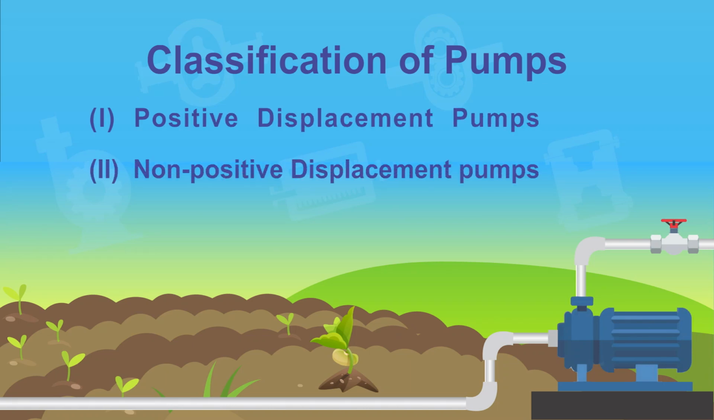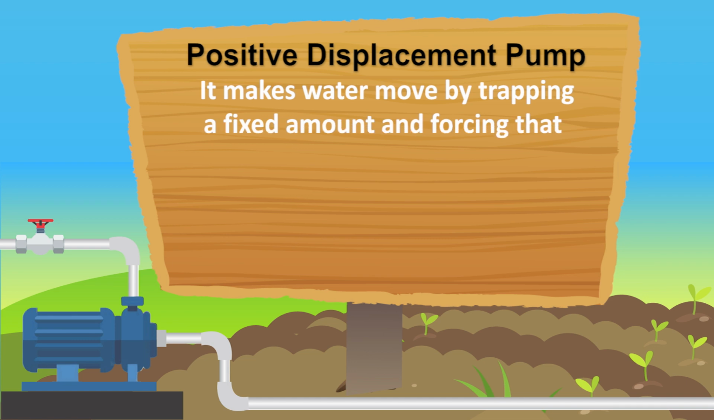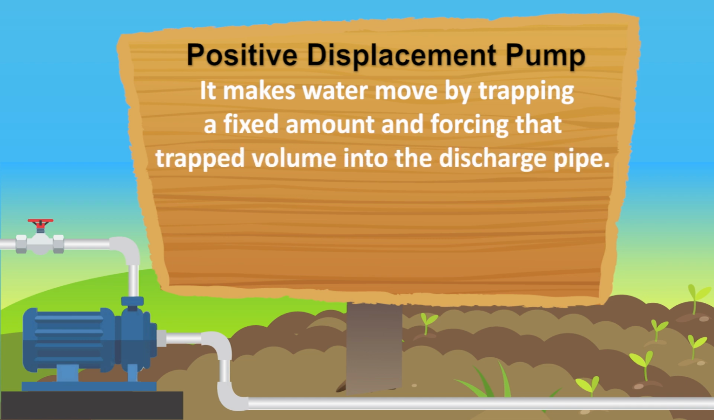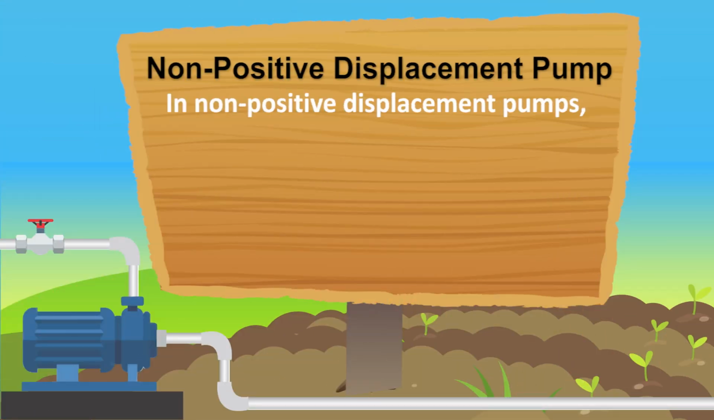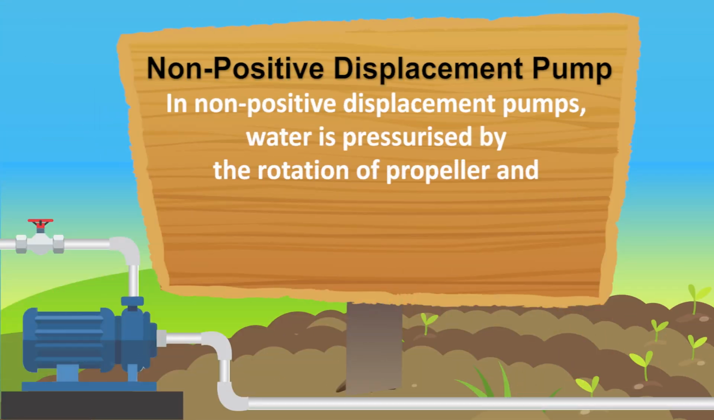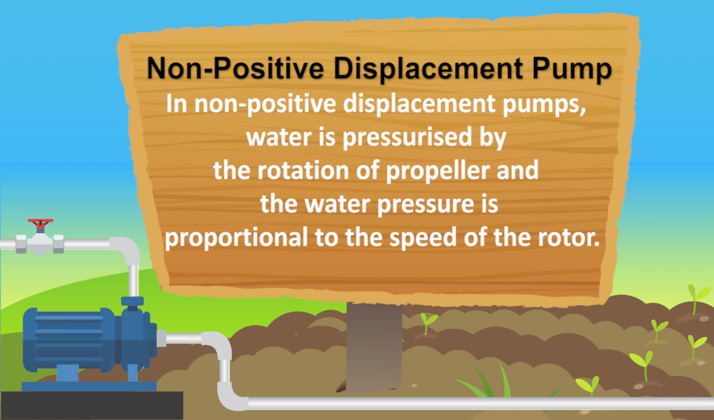Classification of pumps. Pumps can broadly be classified into two types: positive displacement pumps and non-positive displacement pumps. Positive displacement pump. It makes water move by trapping a fixed amount and forcing that trapped volume into the discharge pipe. Pumping takes place by to and fro motion of the piston or diaphragm in the cylinder. Non-positive displacement pump. In non-positive displacement pumps, water is pressurized by the rotation of a propeller and the water pressure is proportional to the speed of the rotor.